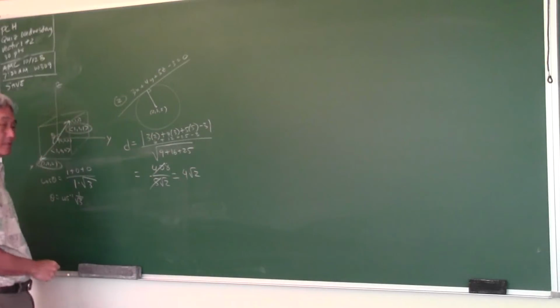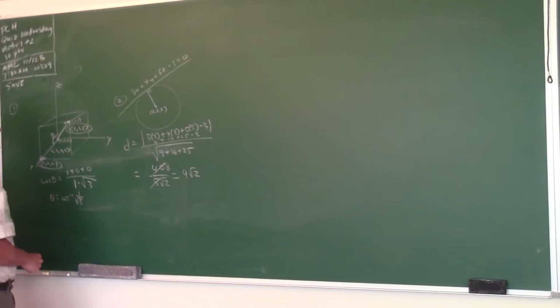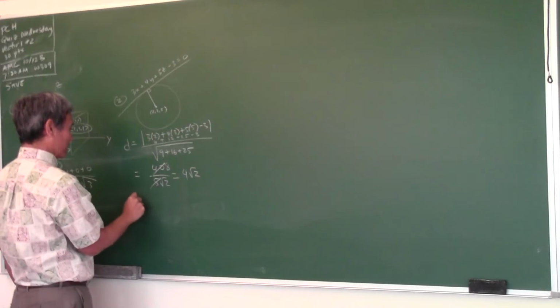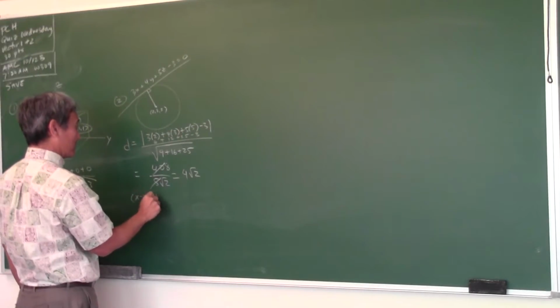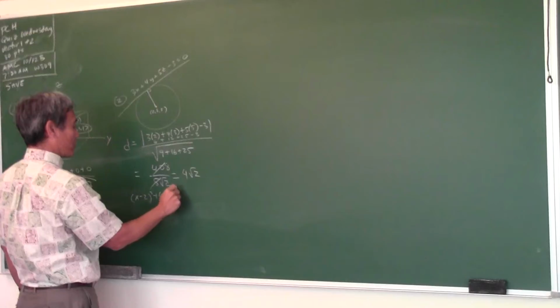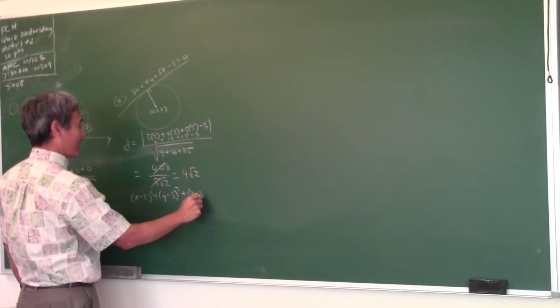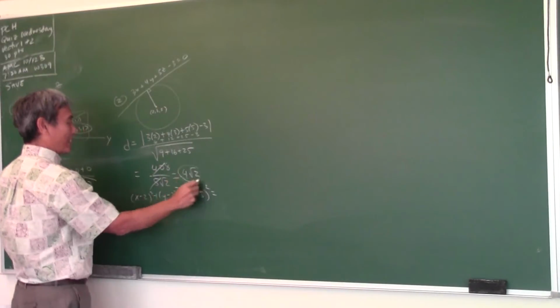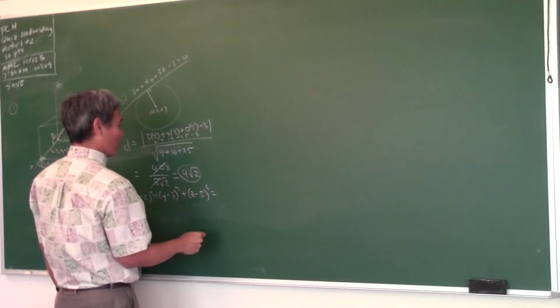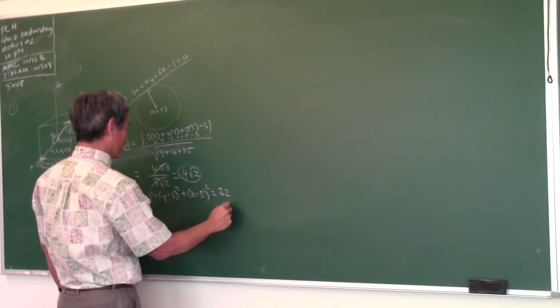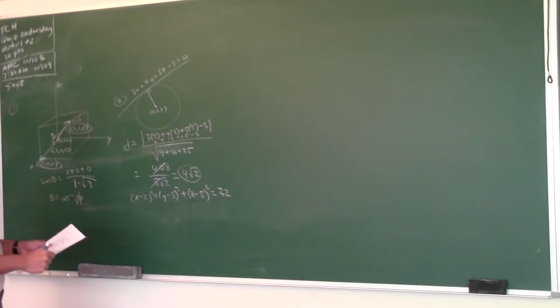That's the radius. So therefore, the equation of this sphere is x minus 2 squared plus y minus 3 squared plus z minus 5 squared equal to the radius squared, which is 32. Child's play.